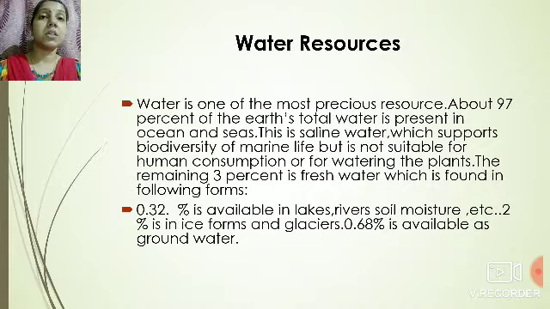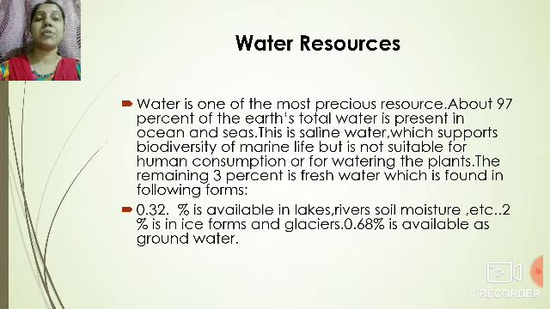97% of the earth's total water is found in the oceans and in the seas. This water is saline water, that is salty water. The oceans and the seas have saline water. It cannot be used for consumption or for watering the plants due to the presence of salt.